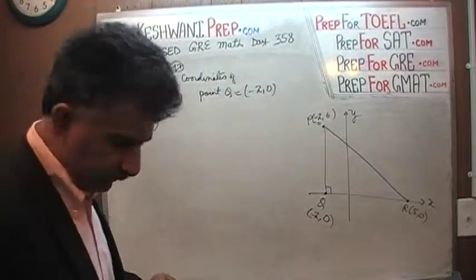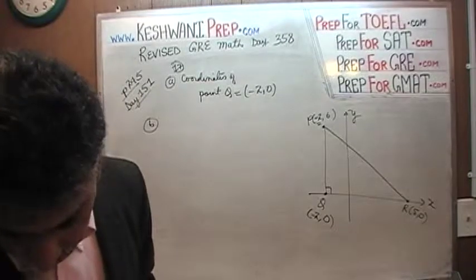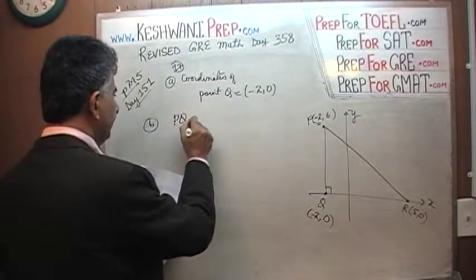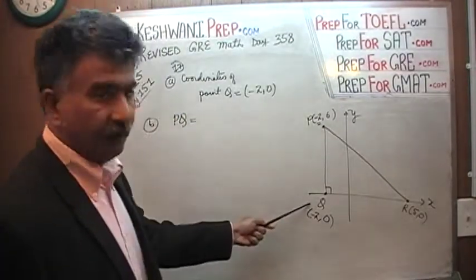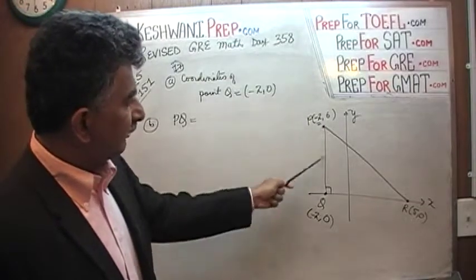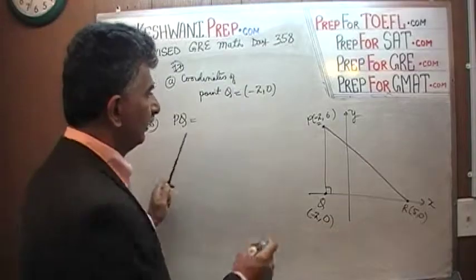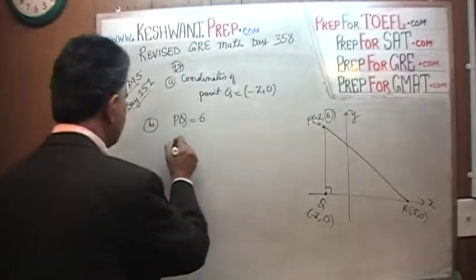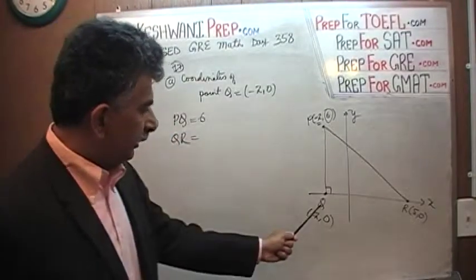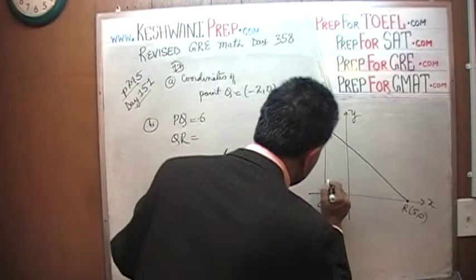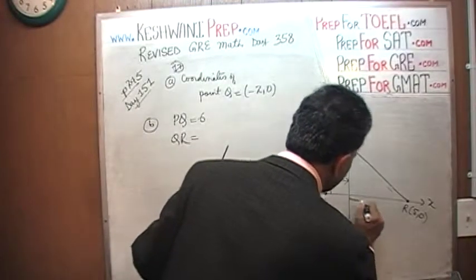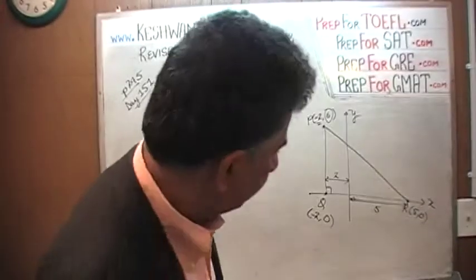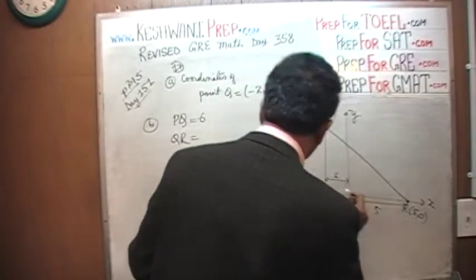Part B, they're asking us for the length of the three sides, PQ, QR, and PR. Let's find out. The length of PQ is very straightforward. From Q to P is the vertical distance right here, which is the y-coordinate of point P, which is 6. Q to R is also straightforward. Q to the y-axis is going to be 2. This distance is 2, and this distance from here to here we know is 5. So it's 2 plus 5.